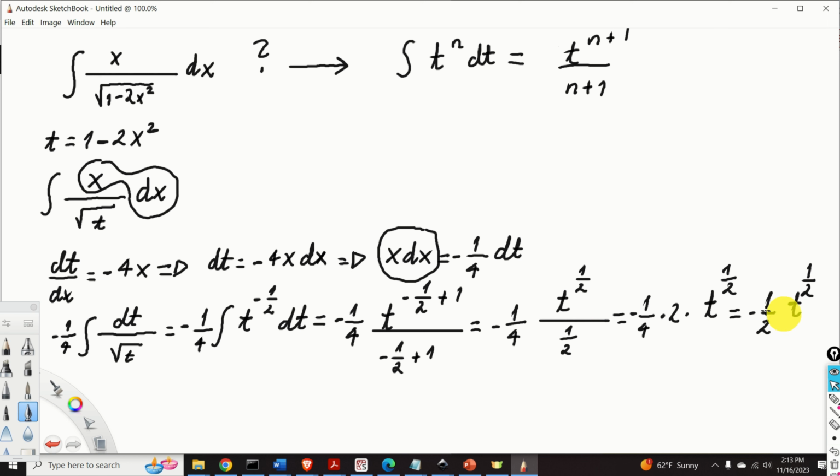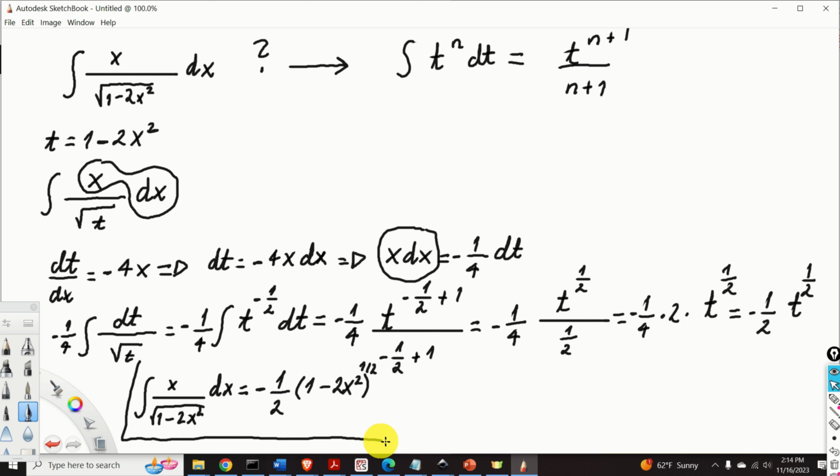The next step is to substitute t from this expression over here. Consequently, our original integral, x over square root of 1 minus 2x squared dx, is equal to minus 1 over 2, and over here we have, instead of t, 1 minus 2x squared to the power 1 over 2. And that's it. This is the final solution.